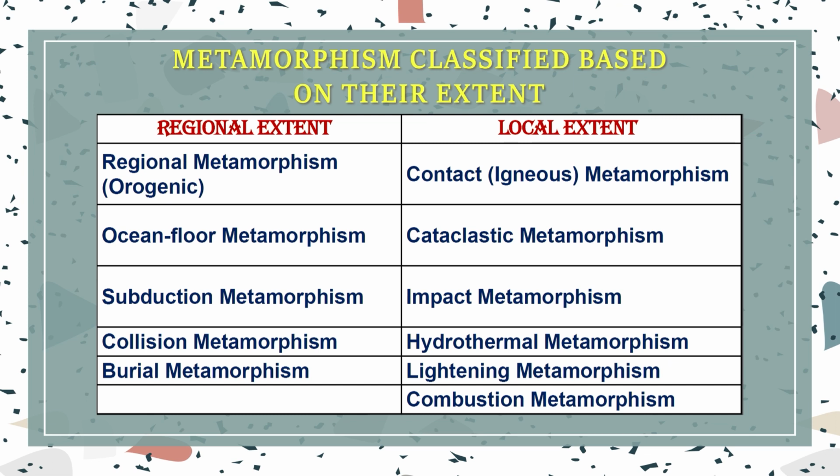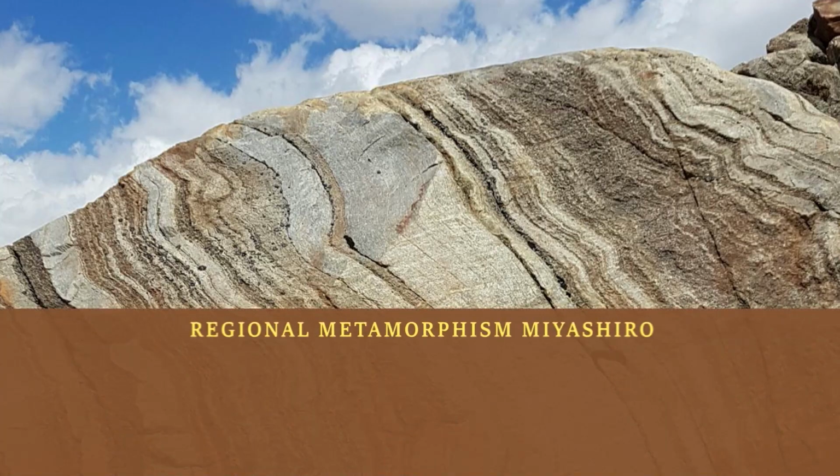Ocean floor metamorphism, subduction metamorphism, collision metamorphism, and burial metamorphism are all classified under regional metamorphism, and they are regional in extent. In local extent, we have the contact body, which is igneous rock, and the rock surrounding that igneous rock produces metamorphism, which is called contact metamorphism. Cataclastic metamorphism, impact metamorphism, hydrothermal metamorphism, lightning metamorphism, combustion metamorphism. Now let us take up regional metamorphism one by one.